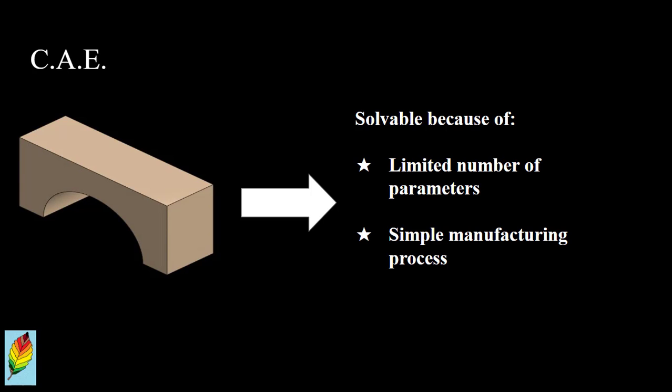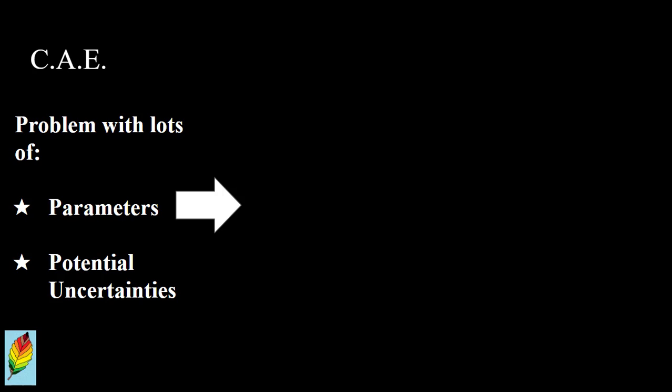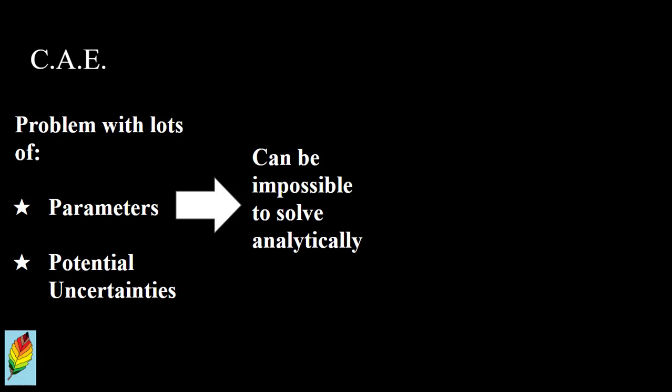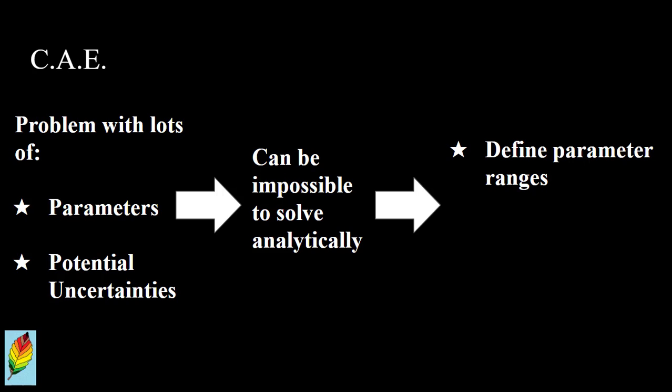It is only feasible to optimize in this way because we were able to limit the number of applicable parameters and simplify the manufacturing process. Imagine a much more involved problem that would involve even more optimizable part parameters with a lot of potential uncertainties. In the event of situations like this, it can become impossible to solve the optimization problem analytically. As a result, you would need to use your constraints and uncertainties to define the ranges that parameters can take on, and run a Monte Carlo simulation to get an optimal design.